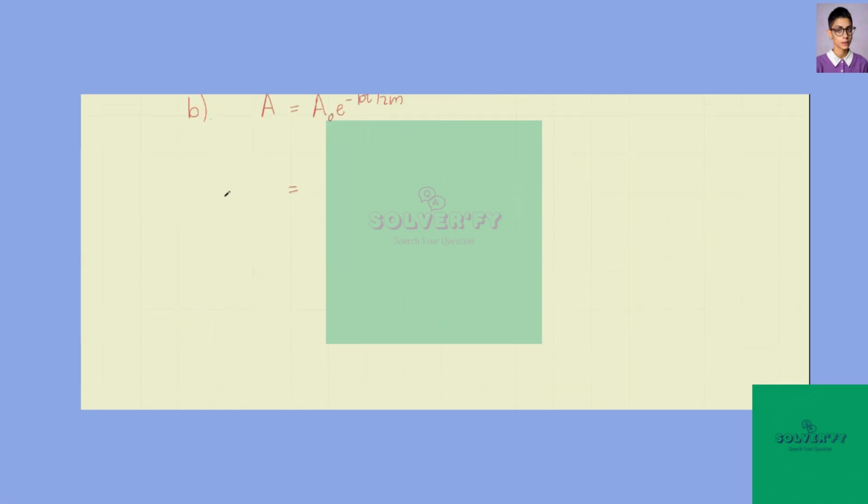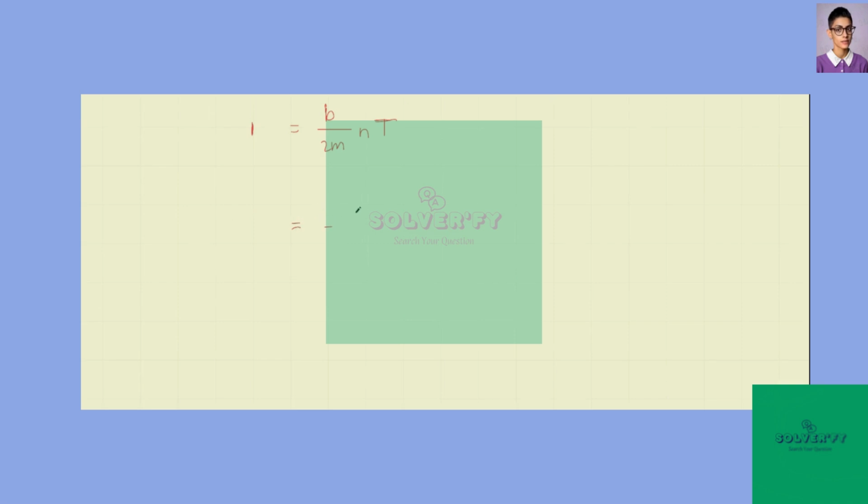And from here we can see that a naught e to the minus 1 is equal to a naught e to the minus b n T divided by 2m, which means that 1 is equal to b over 2m times n times T.